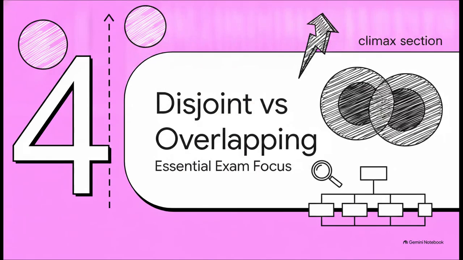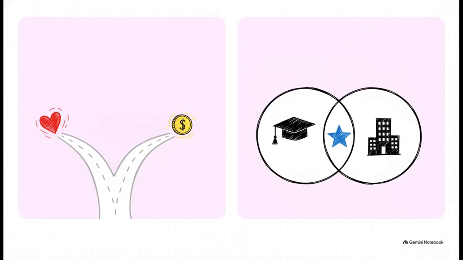All right, moving into a major climax of this chapter. Section 4, disjoint versus overlapping constraints. I want to highly flag this as an essential exam focus. You absolutely must know the difference between these two constraints. These constraints define exactly how many subtypes an instance can belong to.